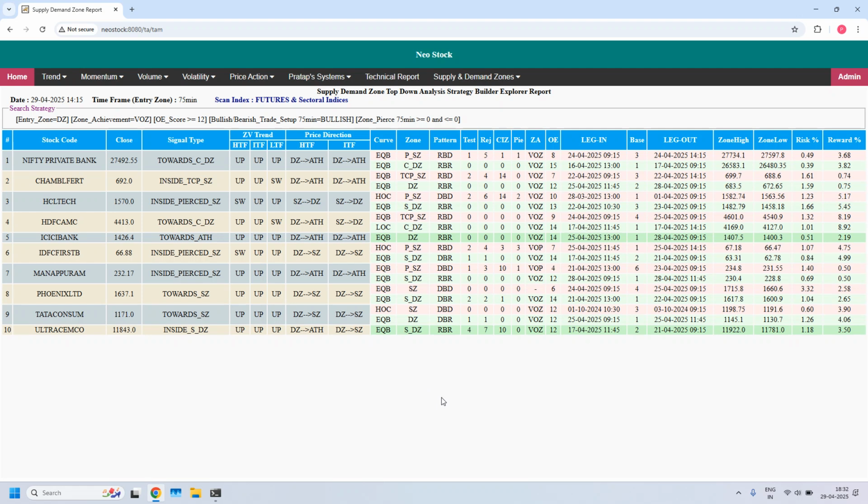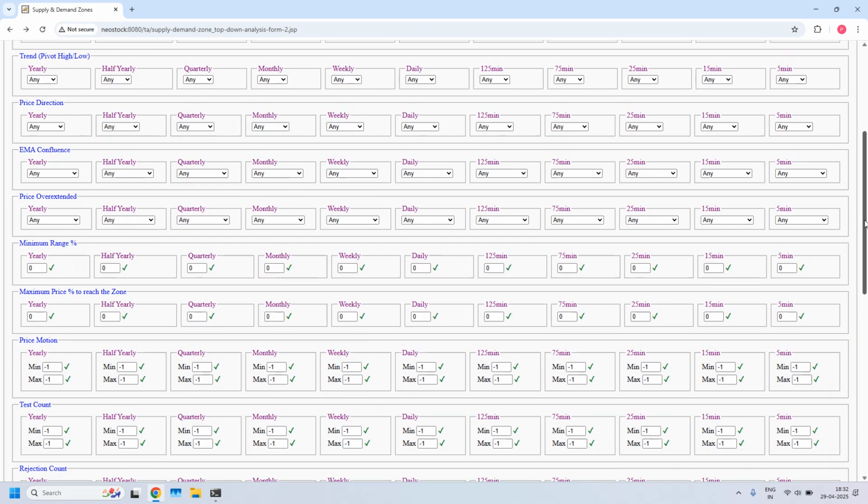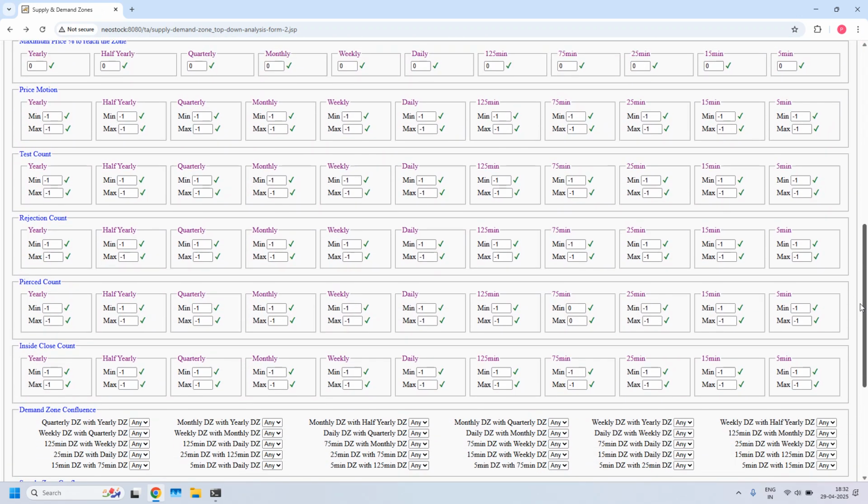So in total, 10 75-minute demand zones are filtered. Out of these 10, how many have a higher probability of success? That we will filter based on the zone confluence. First filter: 75-minute and daily demand zone confluence.